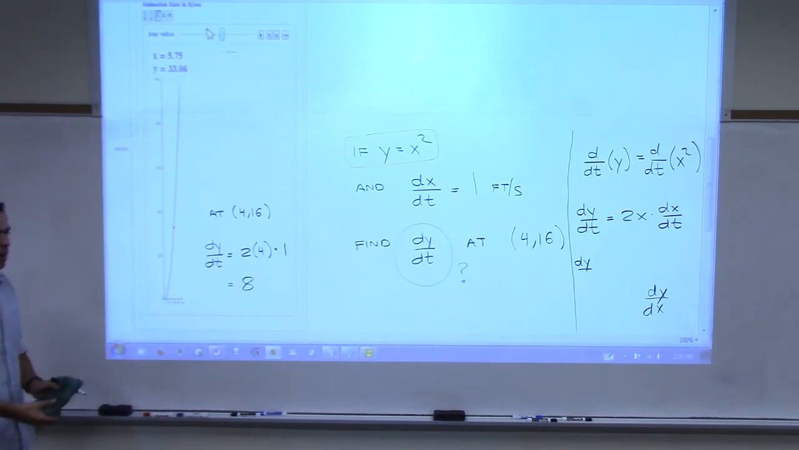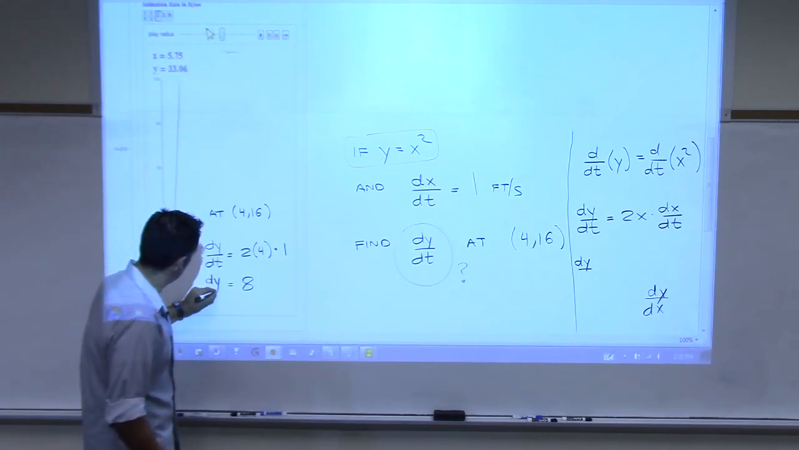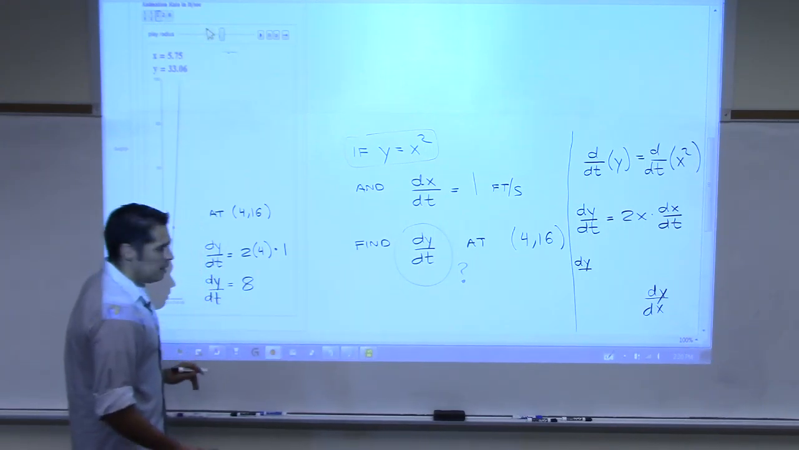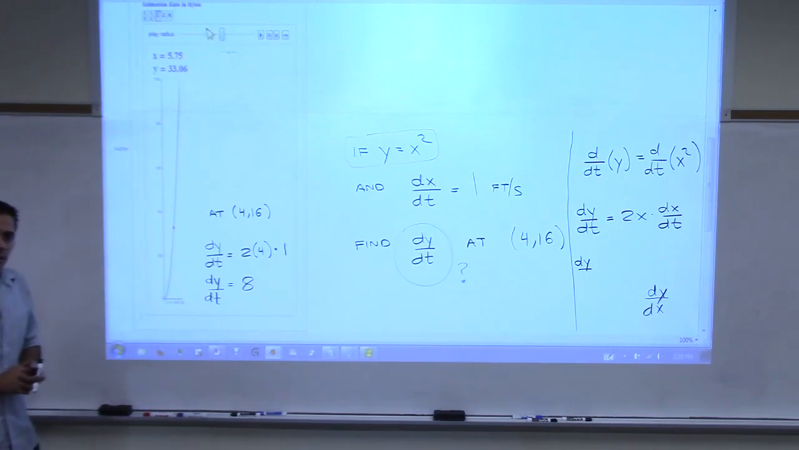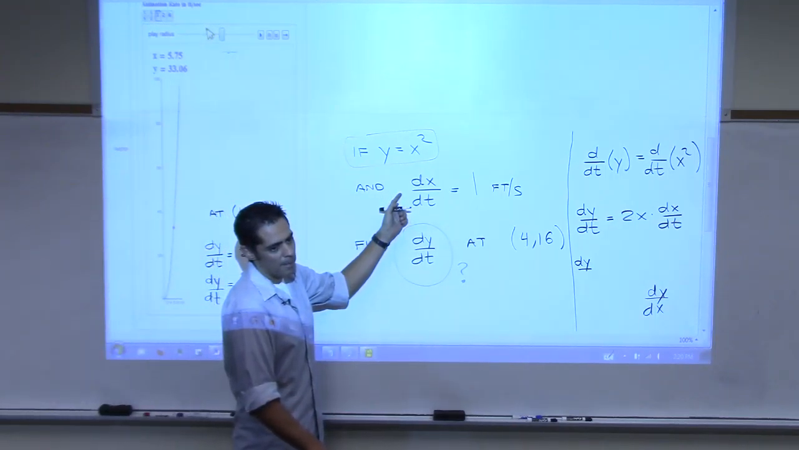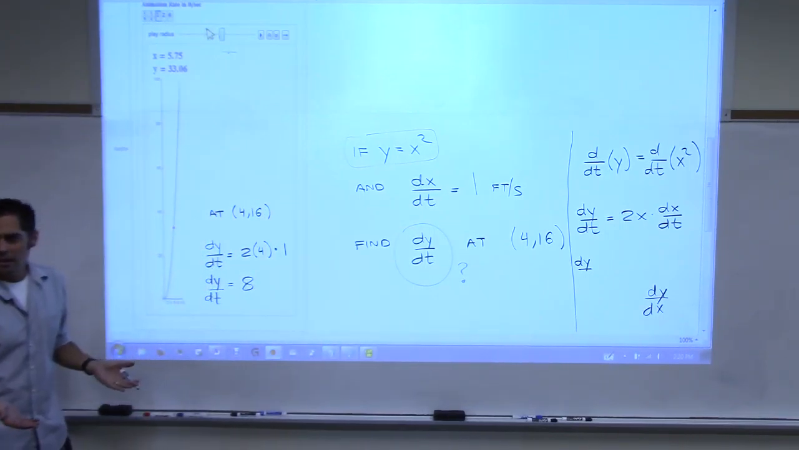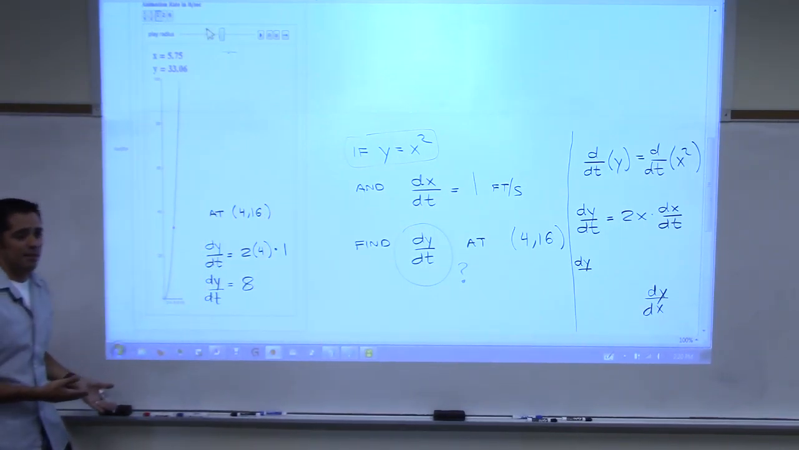I would like to know what unit this answer is. Feet per second. Now, why is it feet per second? Well, that's what dx dt was. Because there's no other unit. Yeah, the units we're measuring here are in feet, right? And the time is in seconds.